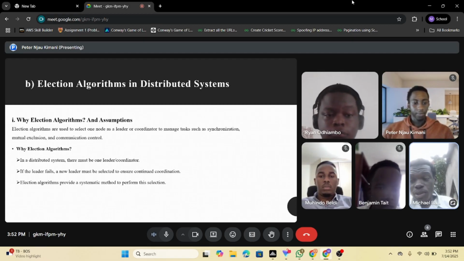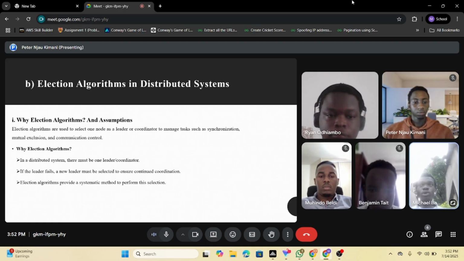Now, to look at it deeper, we have to look at some points. For instance, why should there be election algorithms? Number one, in a distributed system there must be one leader who is able to coordinate everything. Also, if that leader fails, a new leader must be selected to ensure continued coordination. Otherwise there will be problems with synchronization and communication control. So there must always be a leader, and once a leader fails, a new leader must be selected.